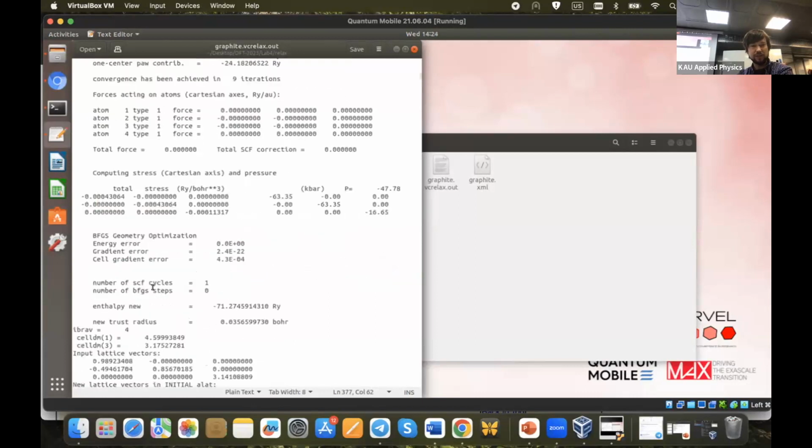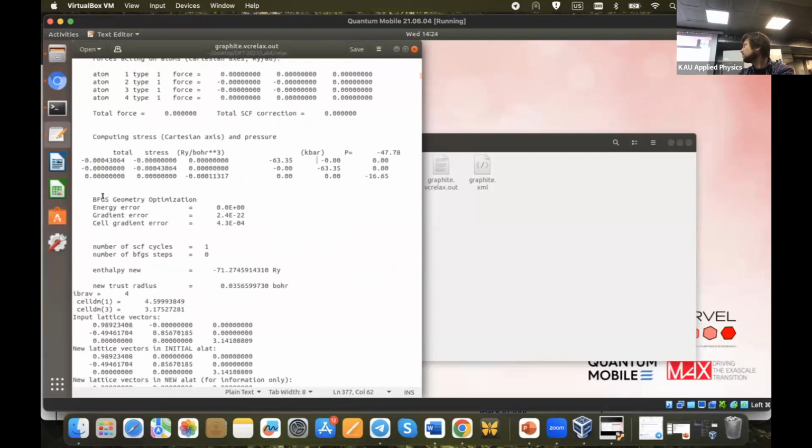And then we have some information about our algorithm. BFGS, this algorithm, geometry optimization. Energy error is 0, because it's the first step and we have nothing to compare with. Gradient error means forces or gradients, almost 0, so we can neglect it. And cell gradient error, what does it mean? Cell gradient error is stress, and it shows that we have stress like 4.3 multiplied by 10 to the power of minus 4.